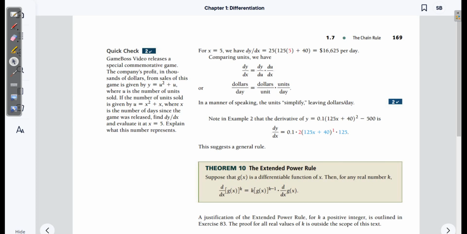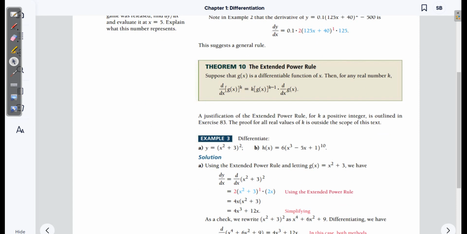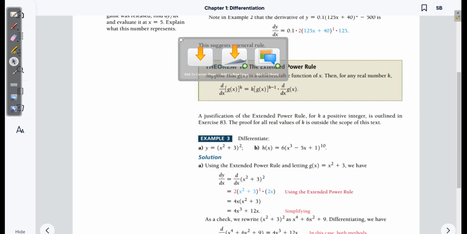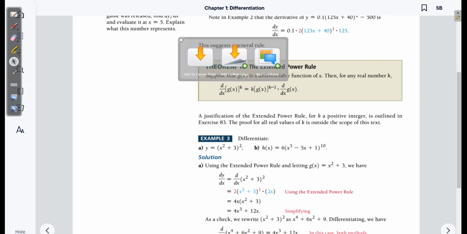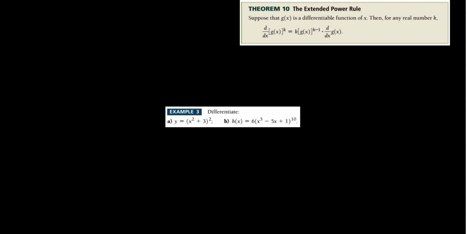Let's actually snip this theorem and put it on the next page, as well as example 3. That way you can follow along with it nice and neatly. So example 3, we need to differentiate. I think these will just get their own pages, just to make it look pretty.